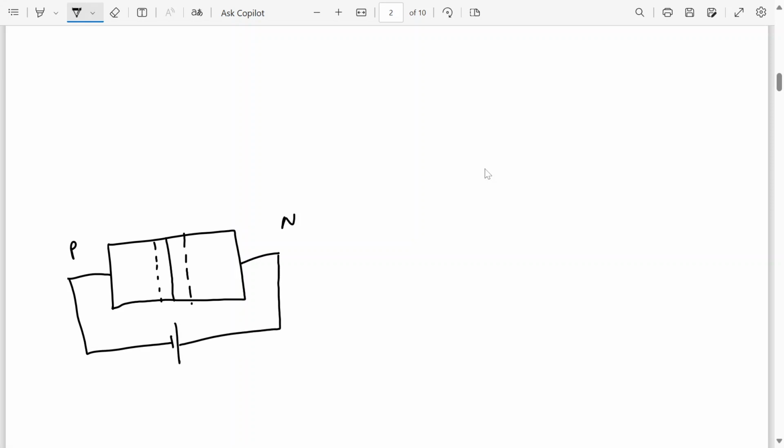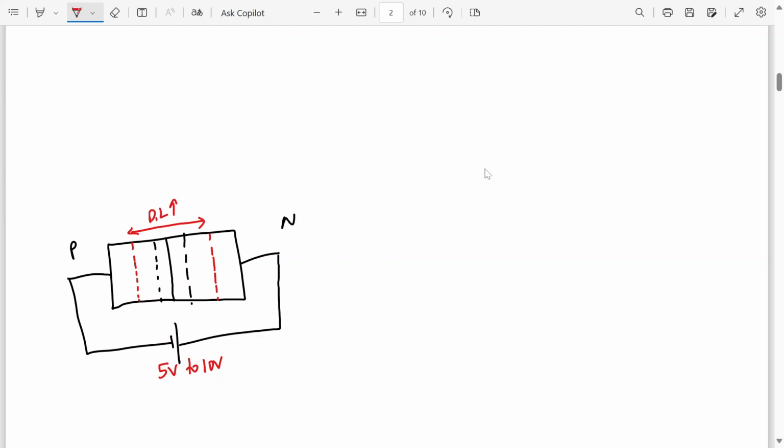So what is the function of reverse biasing? I mean, if we increase the voltage from 5 to 10, what will happen? The channel, the depletion region will increase, yes or no? So this is my depletion layer, which will increase, the depletion region will increase.